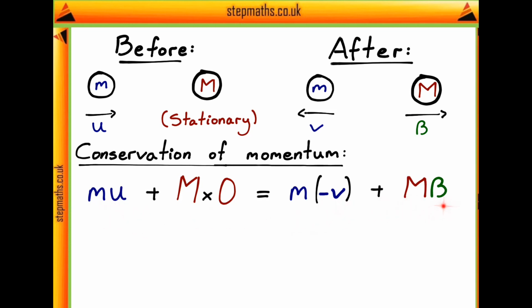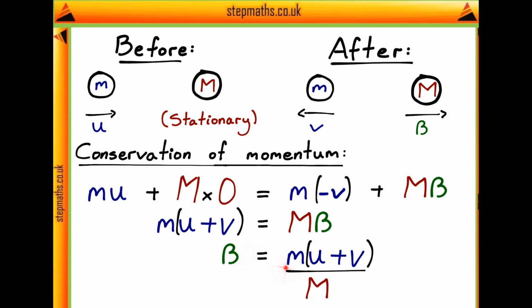Then the momentum of the large ball of mass large M is going to be equal to large M multiplied by beta. So, simplifying and rearranging this, by bringing the v over onto the left-hand side and factorising our m out the front, we get that large M multiplied by beta is equal to small m multiplied by u plus v. We can then just divide by large M to find that beta is equal to small m multiplied by u plus v all over large M. This is going to correspond to answer E given in the question.